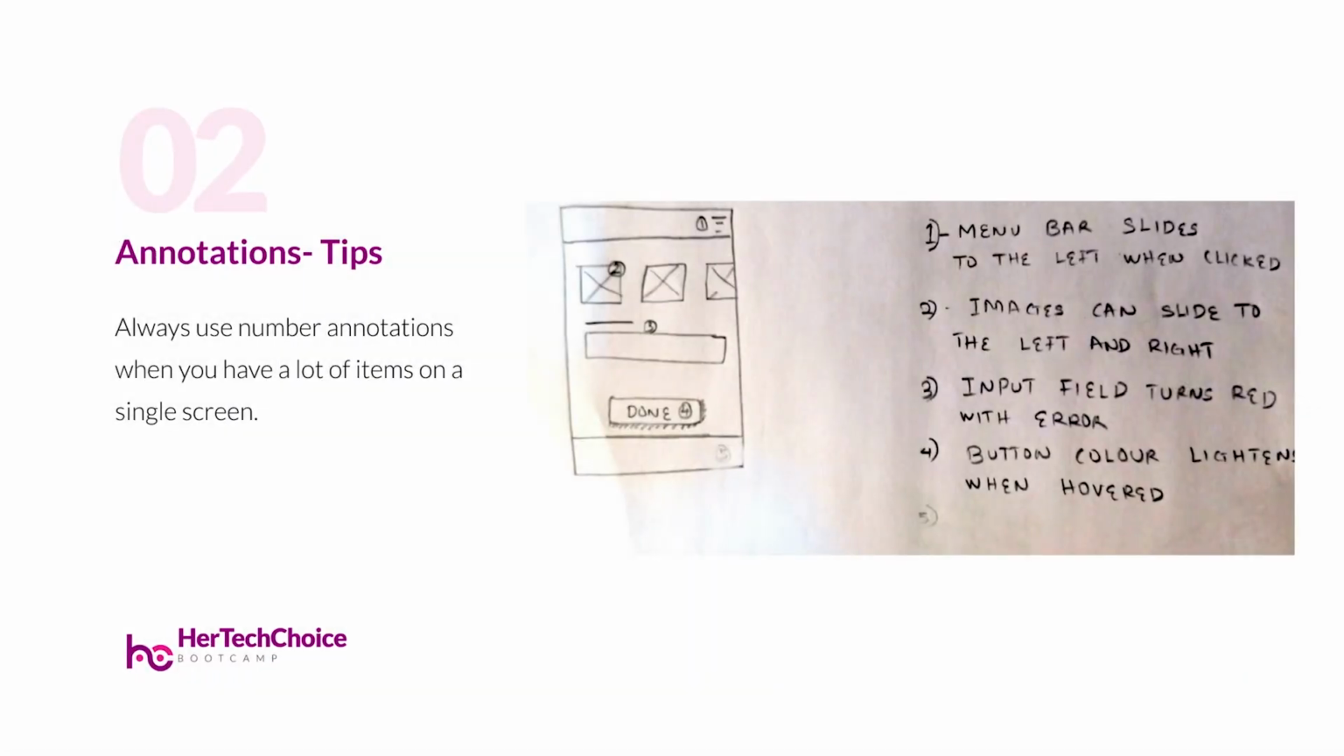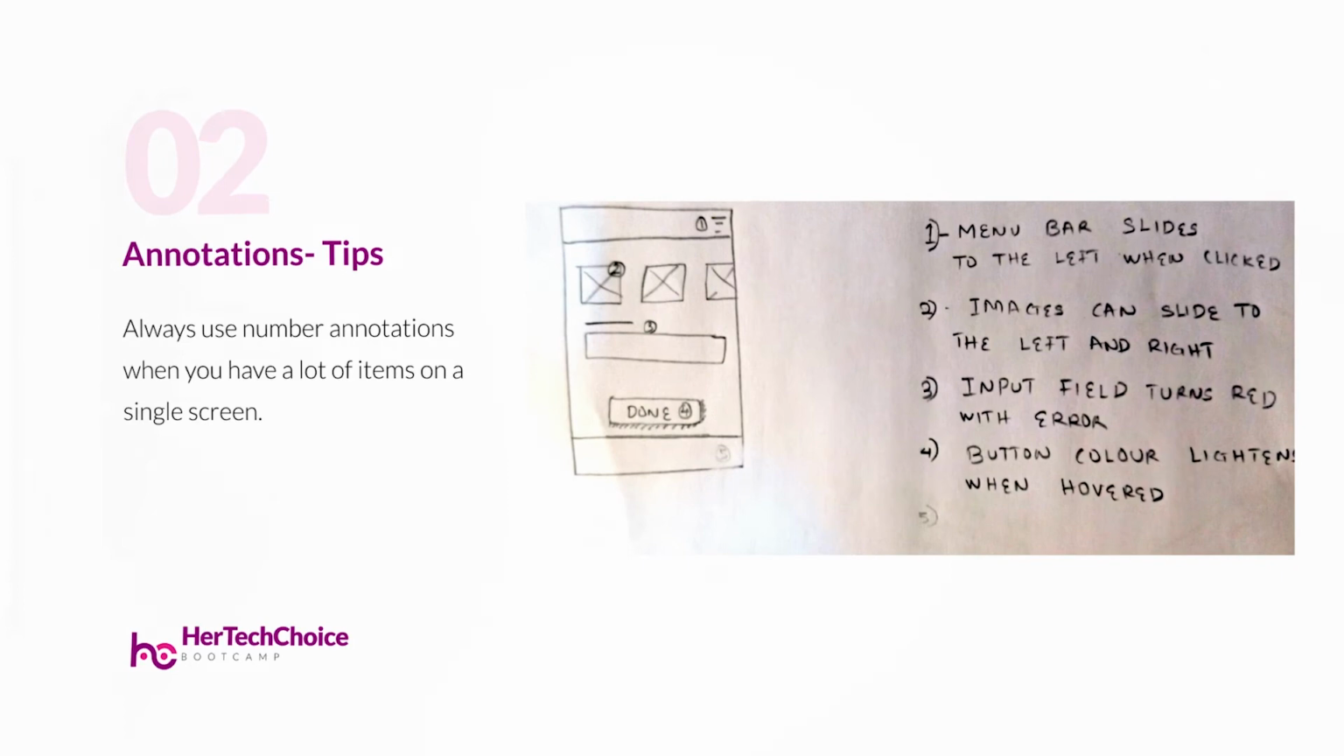Another one is to always use number annotations when you have a lot of items on a single screen. Connecting your annotations using connector lines might become a whole lot when you have multiple things on a single screen. So this is where annotation using numbers will come in. It will reduce the number of lines that you'll be using to connect, and it will make it a lot cleaner rather than having a jumbled up sketch of your UI screen.